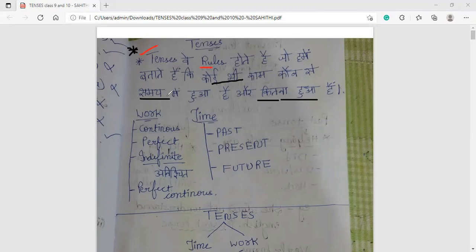And next, moving on, tenses can be categorized into two forms. One is work and one is time. First of all, when I talk about work, it is categorized into four forms: continuous, perfect, indefinite and perfect continuous.